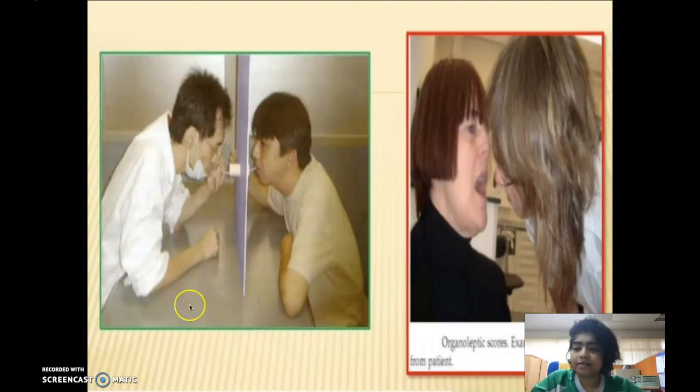By inserting the translucent tube, this is the translucent tube, into the patient's mouth and having the person exhale slowly, the breath is undiluted by the room air, so it can be evaluated by the organoleptic score. And then the tube is inserted through this privacy screen that separates the examiner and the patient.